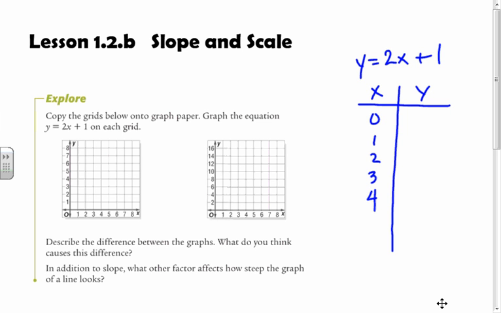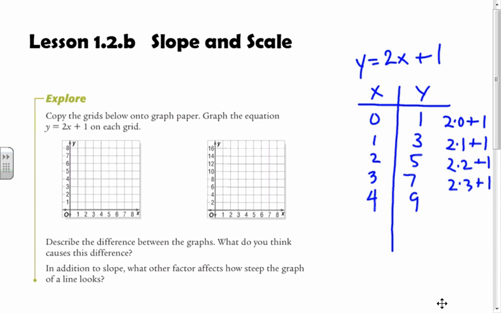So all I'm doing is plugging in these values of x. So to get y is equal to 2 times x plus 1. So in the first one I'm doing 2 times 0 plus 1, which is 1. Now I'm doing 2 times 1 plus 1, which is 3. 2 times 2 plus 1 is 5, and so on. And so these are the points I need to graph.